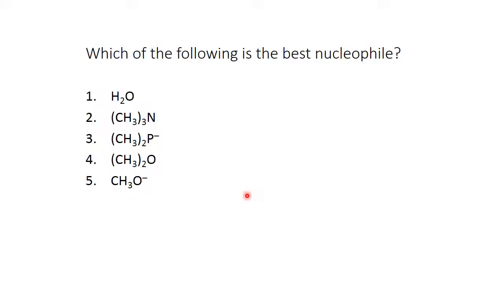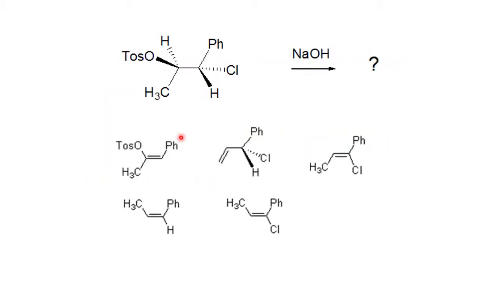Which of the following is the best nucleophile? Well, if I look at these, the best nucleophile is going to be one with a negative charge and one with a bigger atom. Phosphorus is a bigger atom than oxygen, so we choose that one. What is the product of this reaction?